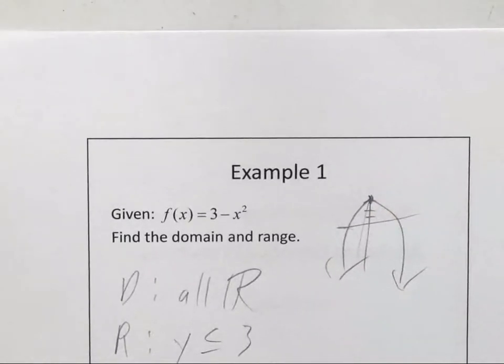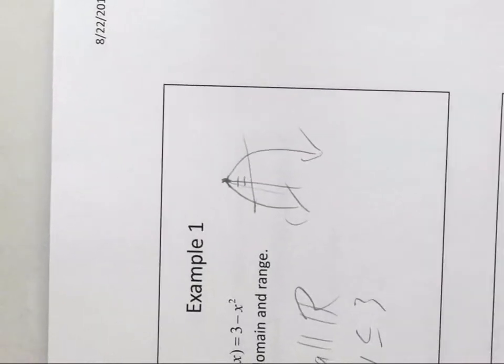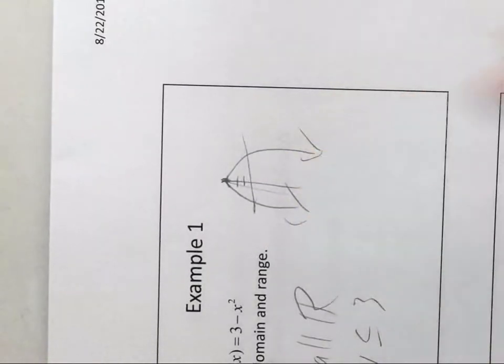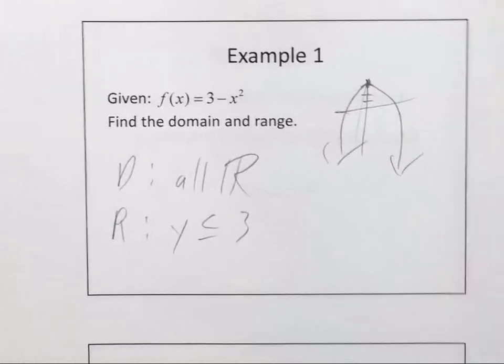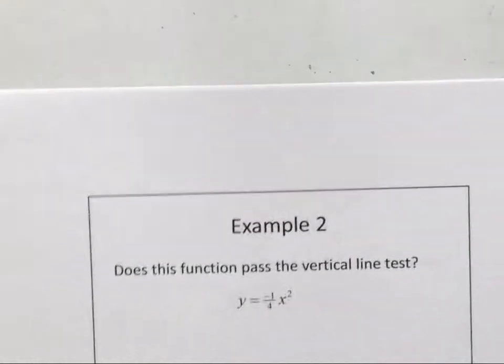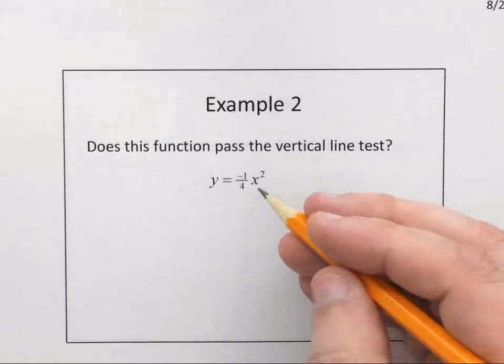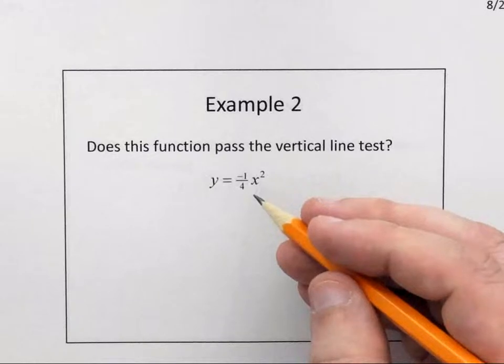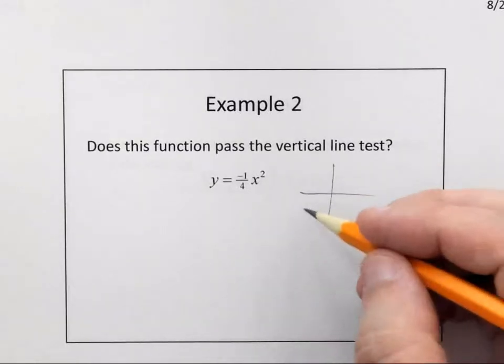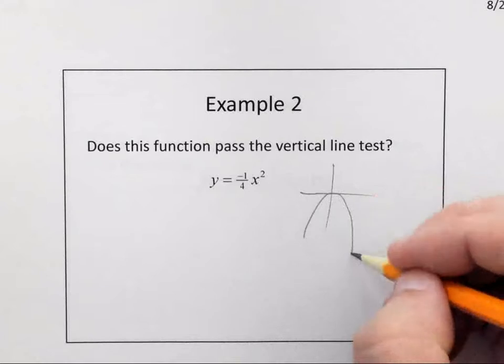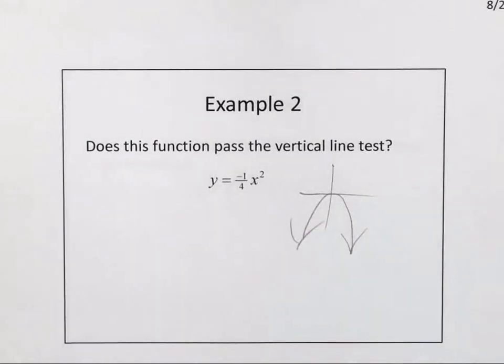Okay, now if my graph looks like this, then we have an issue, because if I drew a vertical line through this, it would hit twice. That means it's not a function. So, would this one pass the vertical line test? Well, again, we have a parabola. Since the x is squared, it is going to be opening up or down, in this case, down. A parabola opening up or down, you're fine. Left or right, if y was squared, then we have a problem. So, yes, it does pass.